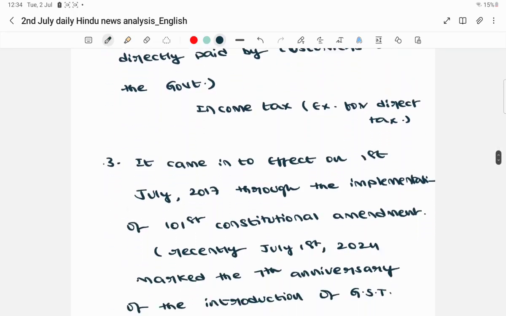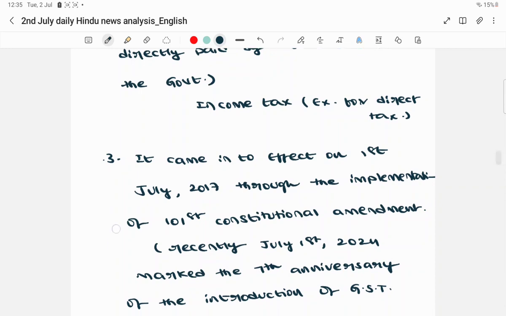It came into force on 1st July 2017 through the implementation of an important constitutional amendment, the 101st Constitutional Amendment Act. So by implementing the 101st Constitutional Amendment Act, GST came into existence on 1st July 2017. And yesterday was the 1st of July, and as part of that, its 7th anniversary was marked recently.